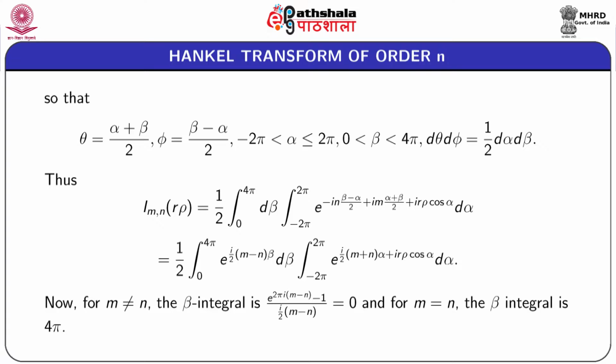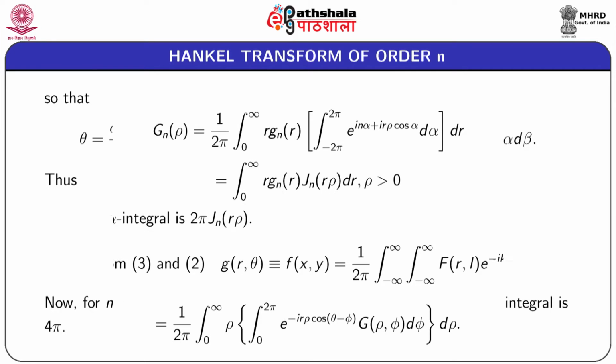So, this becomes equal to half integral from 0 to 4 pi e to the power I by 2 (m minus n) beta d beta, integral from minus 2 pi to plus 2 pi e to the power I by 2 (m plus n) alpha plus I r rho cos alpha, d alpha. Now, for m not equal to n, the beta integral can be evaluated and can be found to be equal to 0, and for m equal to n, the beta integral becomes equal to 4 pi, which is very obvious.